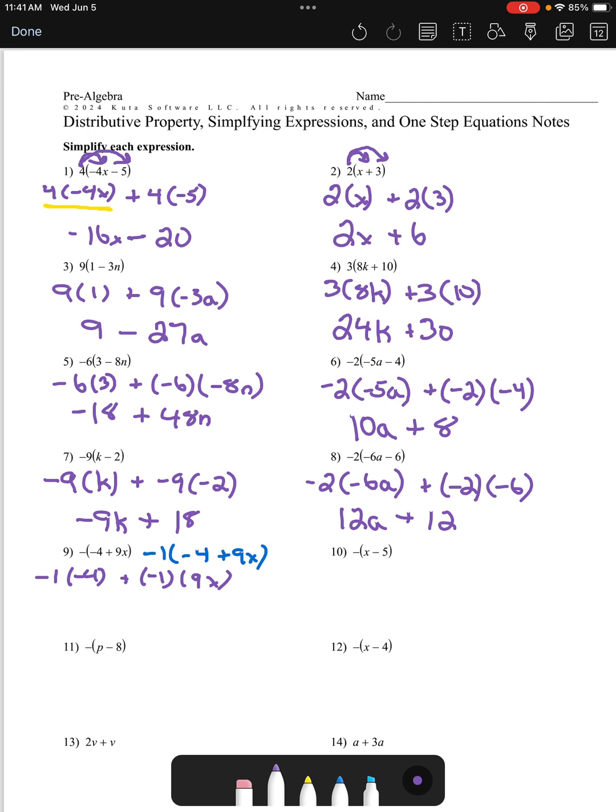The first half of the problem, we have negative times negative, so we have positive, and 1 times 4 is 4. On the back half of the problem, we have -1 times positive 9x, so that means we will have negative, and 1 times 9x is 9x.